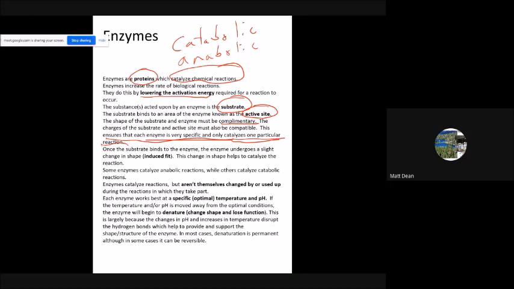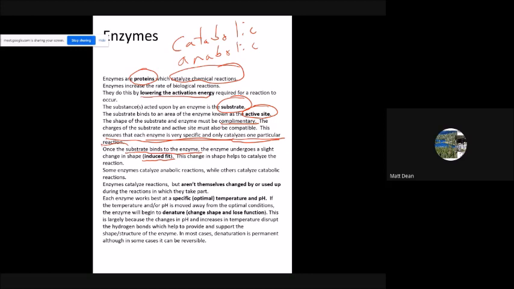Another important point is once the substrate binds to the enzyme, it will undergo a very slight change in shape. Sometimes this is called a conformational change. Lately in AP Bio, they like to call it an induced fit. And this helps the enzyme to function. So when this enzyme changes shape, this is when it either pulls apart the pieces of the substrate and breaks it down, or maybe it pushes together two substrates and helps them to bind together. But this happens after the substrate fits into the enzyme. It's just a slight change in shape that helps to catalyze the reactions.